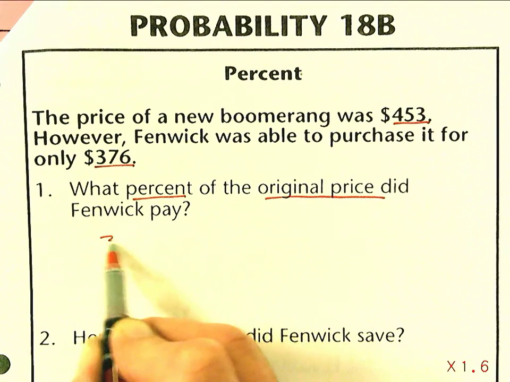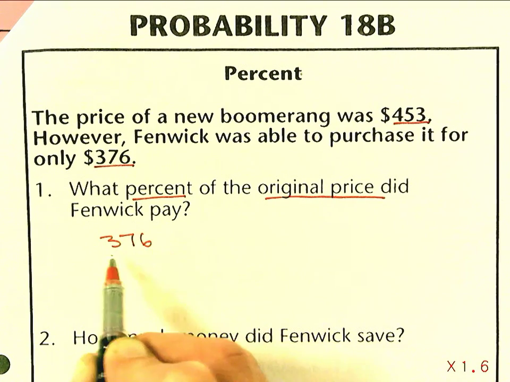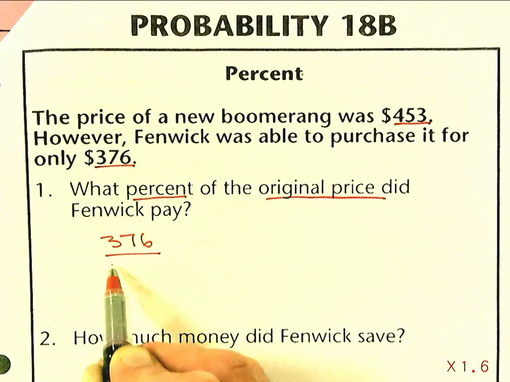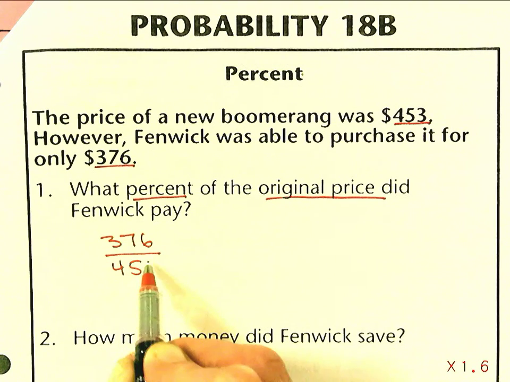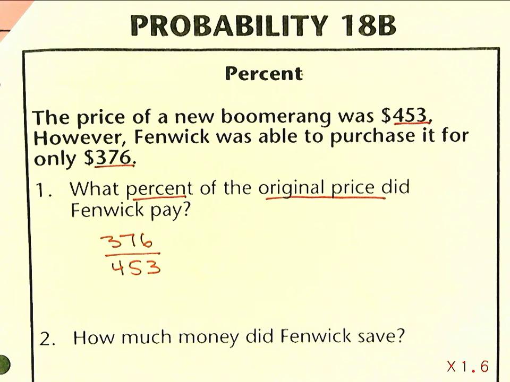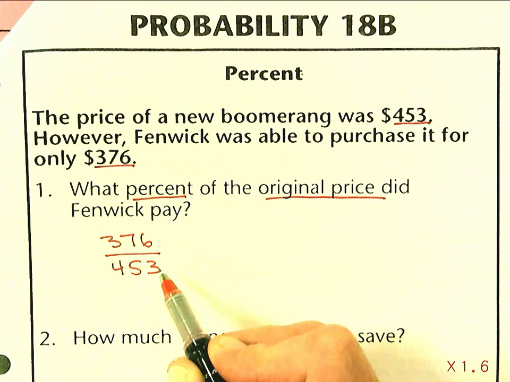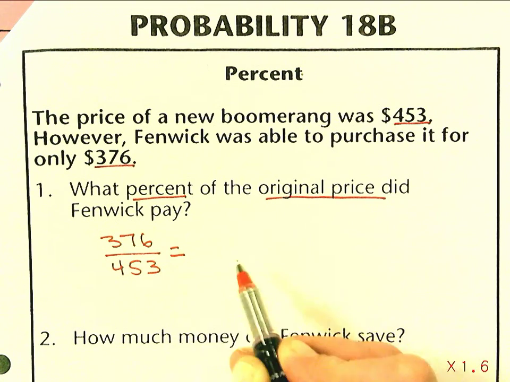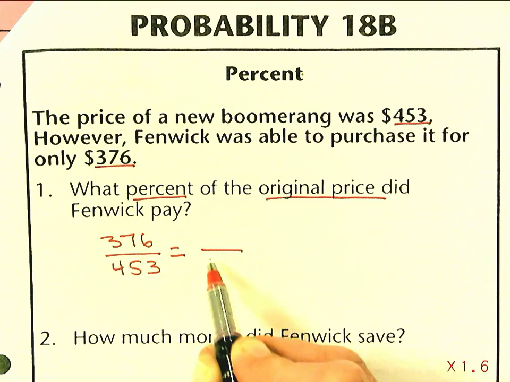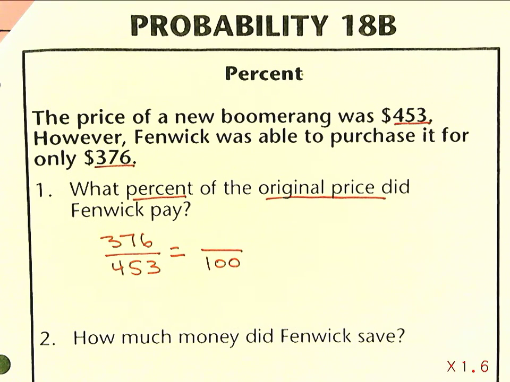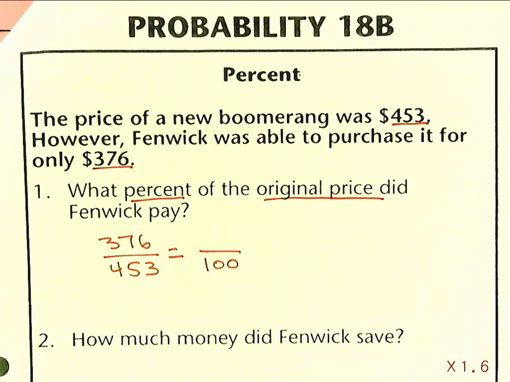So really we're asking this question: what percent is 376 of 453? This is what we paid, this is what it should have cost, or the original cost was, and the question now is what percent is that? So really what we're asking is what would this be if we took it out of 100? And the idea would be to reduce the fraction to out of 100.